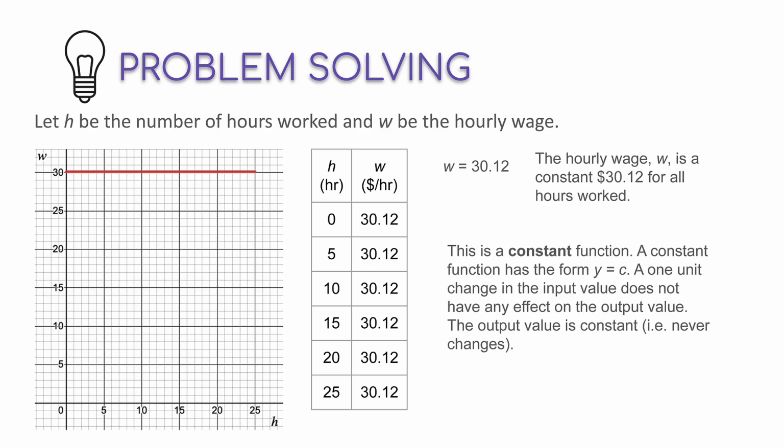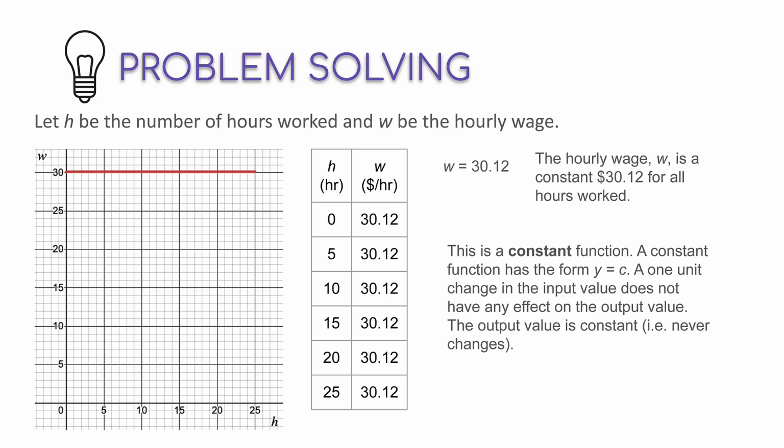The equation is W equals 30.12. It does not depend on H because W is constant. And finally, in words, the hourly wage W is a constant, $30.12 for all hours worked. This is a constant function. A constant function has the form y equals c. A 1-unit change in the input value does not have any effect on the output value. The output value is constant.